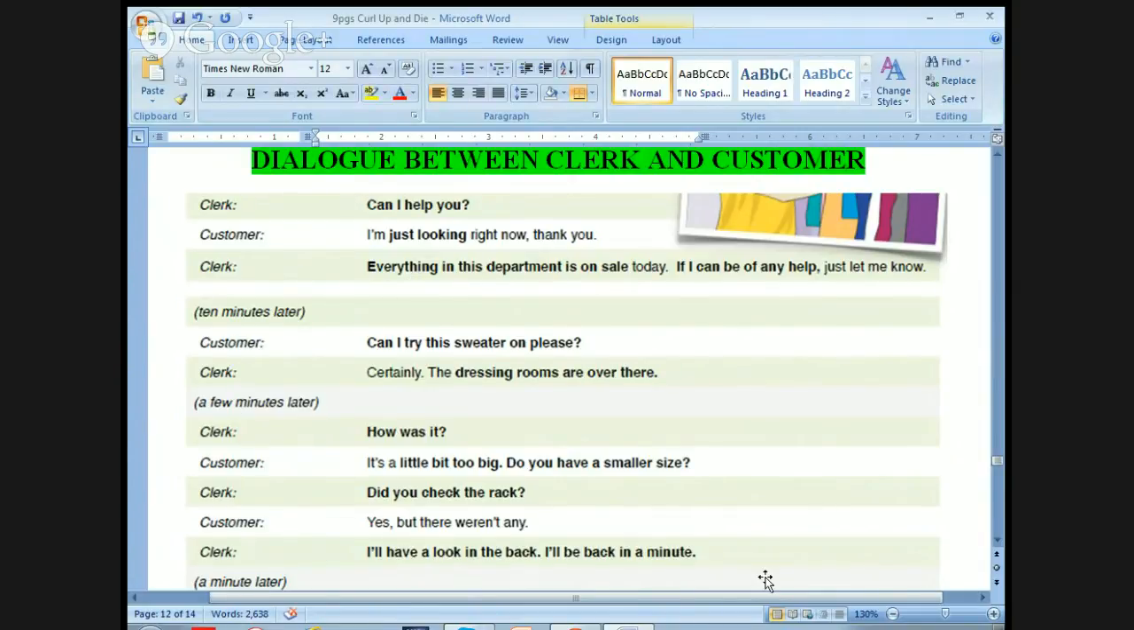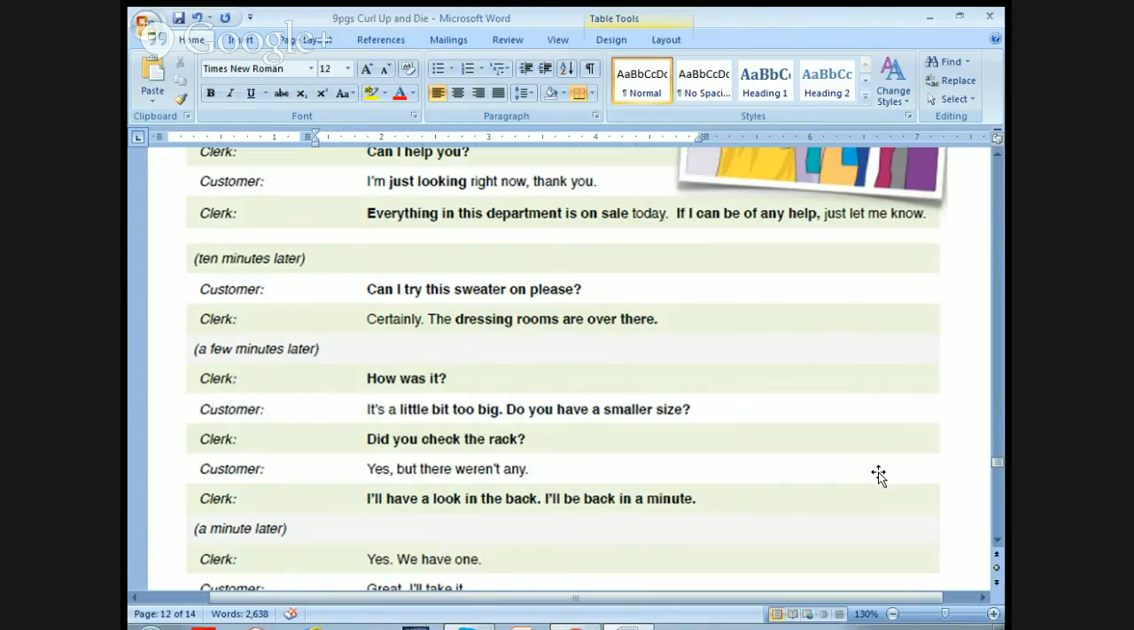Everything in this department is on sale today. If I can be of any help, just let me know. Can I try this sweater on, please? Certainly. The dressing rooms are over there. How was it? It's a little too big. Do you have a smaller size? Did you check the rack? Yes, but there weren't any. I'll have a look in the back. I'll be back in a minute. Yes, we have one.